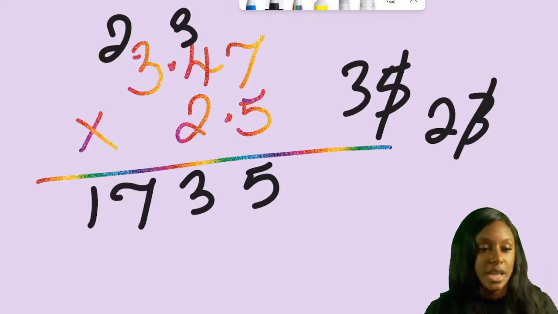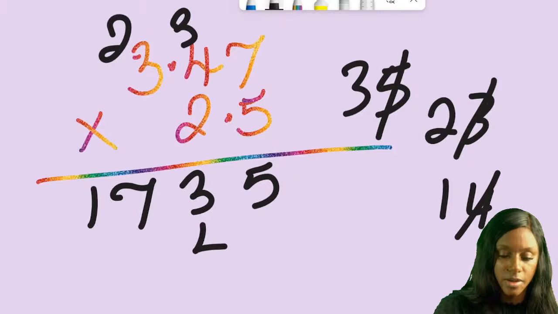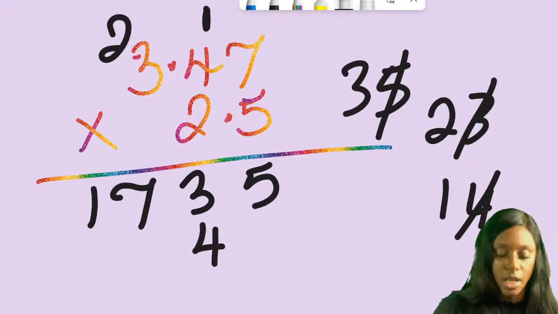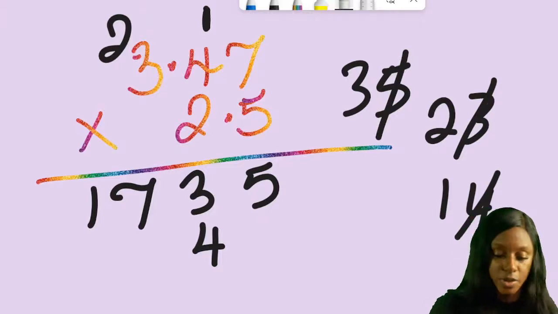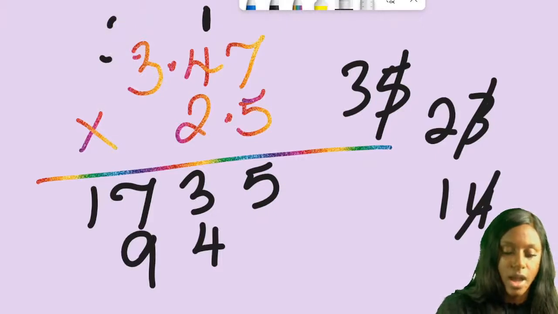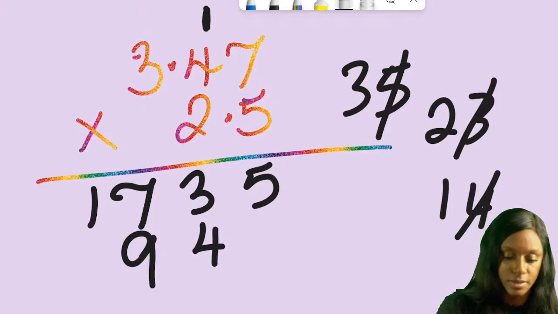Then we move to the next digit. 2 times 7, that's 14. We place the 4 here. We place the 1 up here. 2 times 4, that's 8, plus 1, 9. And then we say 2 times 3, that's 6.